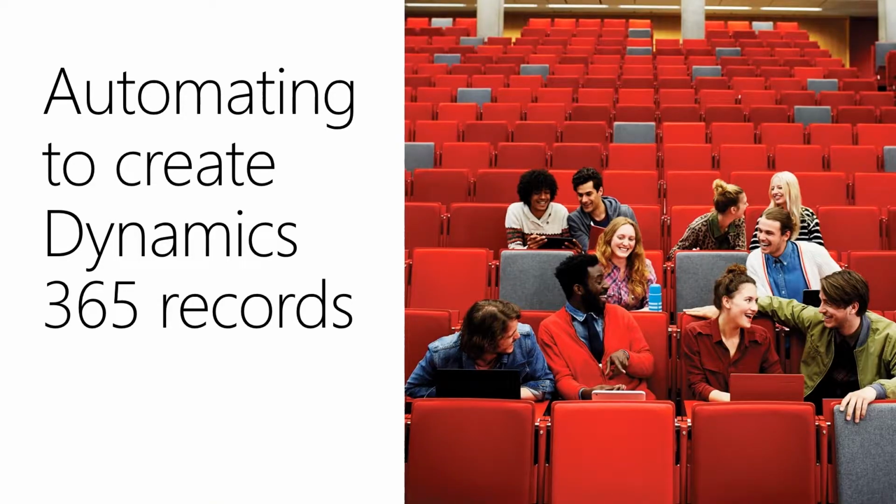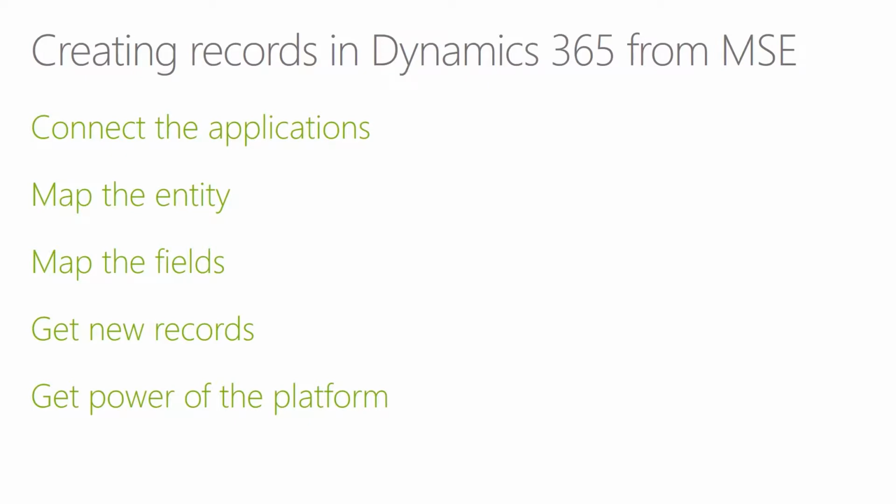So automating to create Dynamics 365 records. The requirements here in their simplest of terms: you need to connect the two applications, you need to map the entity, and then the fields. You start to get new records, and then you use the power of the platform. And we spoke in more detail about the power of the platform in the prior module.